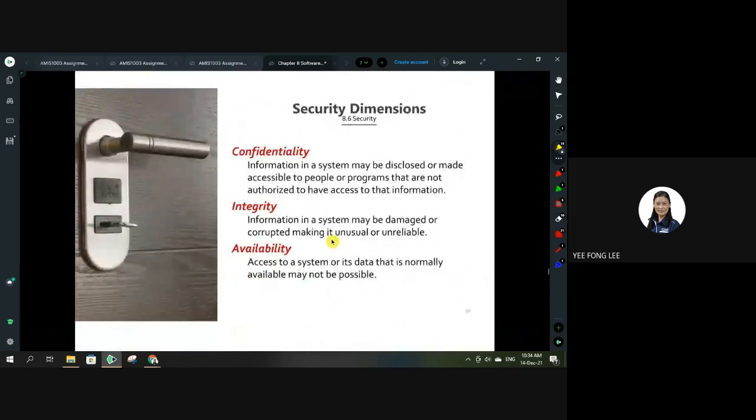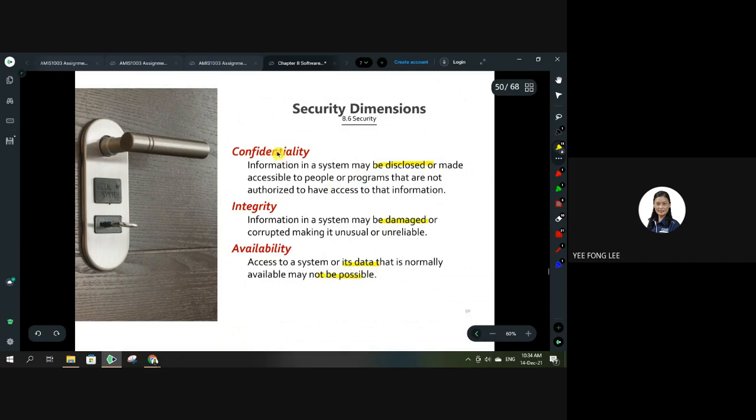So the 3 dimensions here: CIA. Did you learn this before, CIA? Was that in another course? Computer security, yes, you studied this one, CIA. So confidentiality: data shall not be disclosed. Integrity: data shall not be edited, damaged, or changed. Availability: data should be available anytime as required.